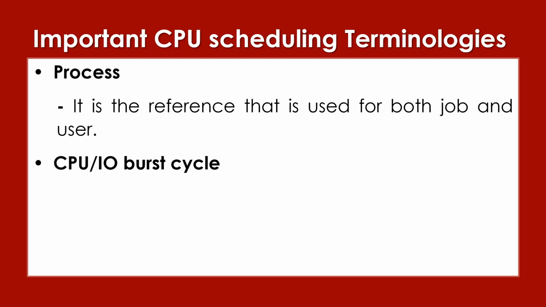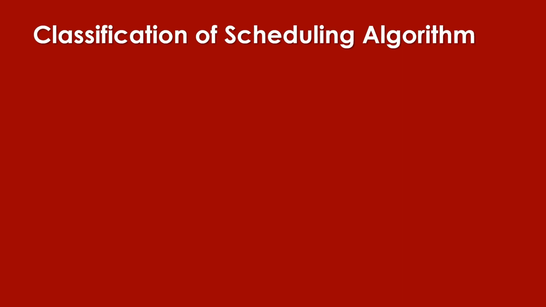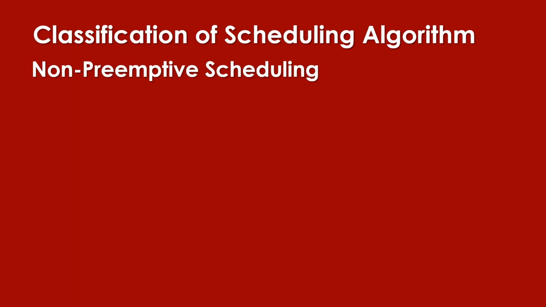We also have the CPU or I/O burst cycle. It characterizes process execution, which alternates between CPU and I/O activity. CPU times are usually shorter than the I/O times. So we have classifications of CPU scheduling. Meron tayong tinatawag na non-preemptive scheduling and preemptive scheduling.